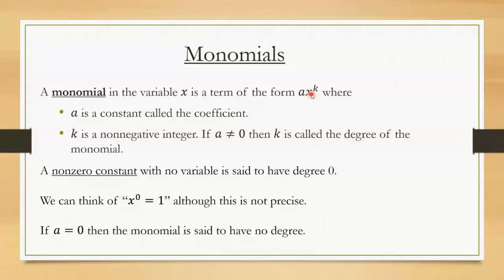The k, the exponent, is a non-negative integer. Theoretically it could be 0 or positive, but you're not going to see something like x to the negative 1 or x to the negative 2 in a polynomial.